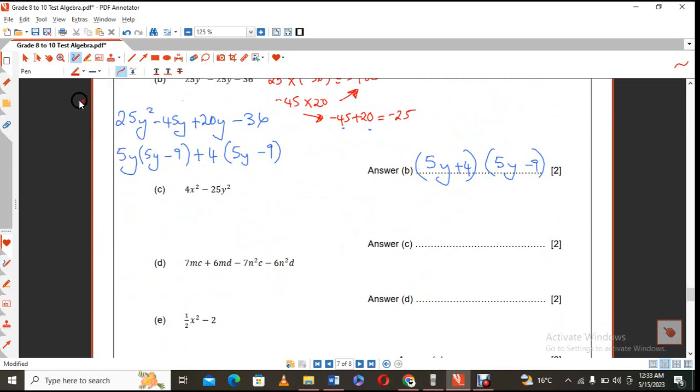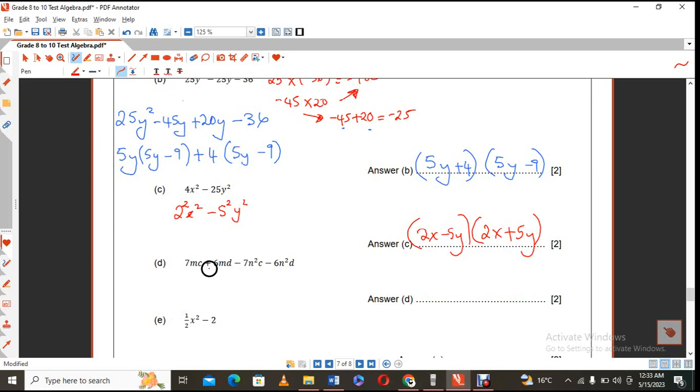When you look at the next question, clearly there are two terms, and you should be able to recognize that 4 is a square of 2, and 25 is a square of 5. So this is the difference of two squares. So in the answer, you'll have 2x minus 5y as one bracket, and the other bracket will be 2x. Now this time the sign becomes a positive.